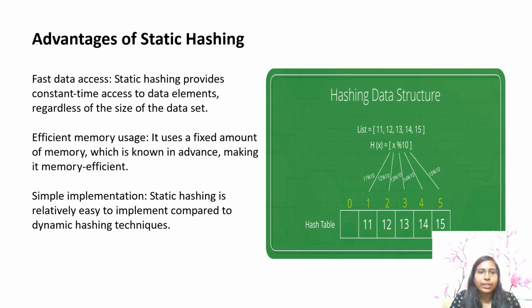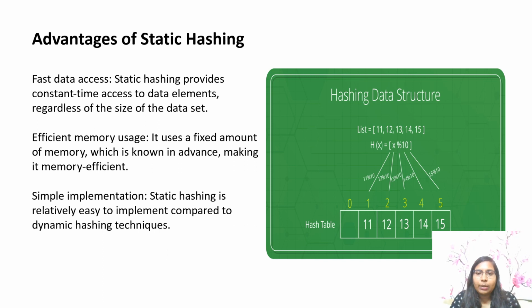Advantages of static hashing. Fast data access: static hashing provides constant time access to data elements regardless of the size of the data set. Efficient memory usage: it uses a fixed amount of memory which is known in advance, making it memory efficient. Simple implementation: static hashing is relatively easy to implement compared to dynamic hashing techniques.